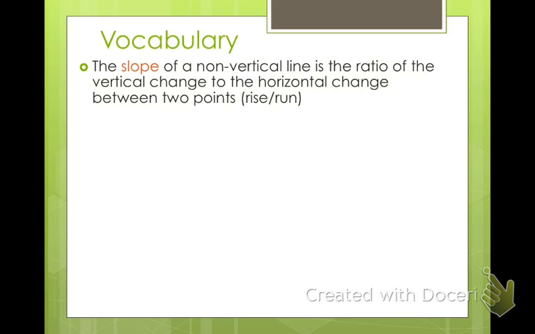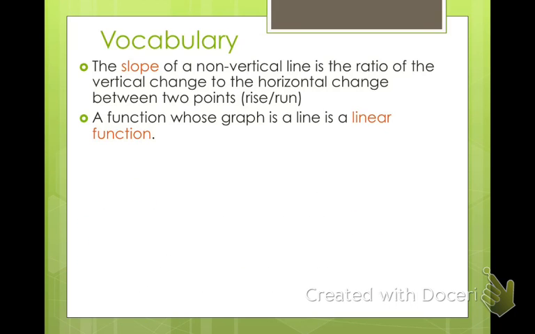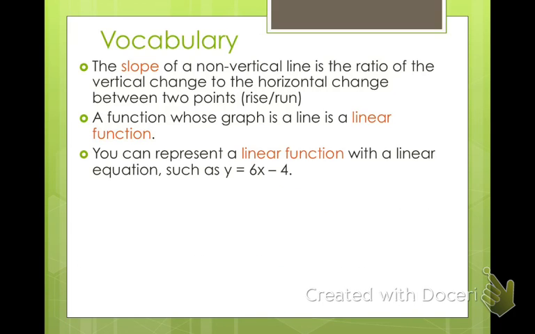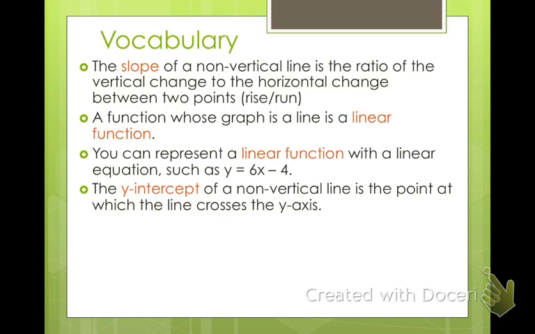The slope is just the ratio of the vertical change to the horizontal change. Usually we call it rise over run. The function whose graph makes a line is called a linear function, and we can write linear functions using a linear equation. So as long as it's y equals some value, as long as it's a number or it's x not raised to any power, those are all linear functions.